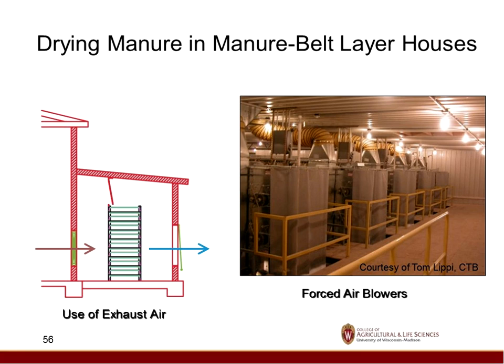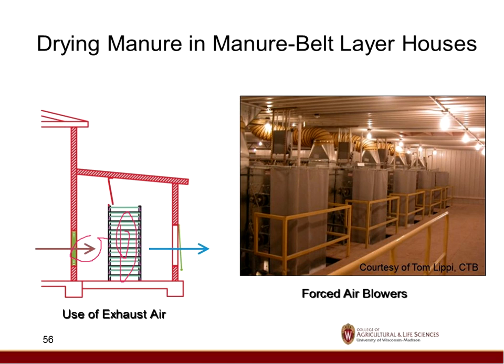Now, in the poultry industry, that manure is worth something because it's high in nitrogen. So they often dry it and sell it as a soil amendment, especially to organic growers. There's a couple ways they do that. One is we could use the exhaust air to dry the manure. So we've got some kind of racking system, we run that air through to dry the manure. Or the other way they do it is forced air blowers.